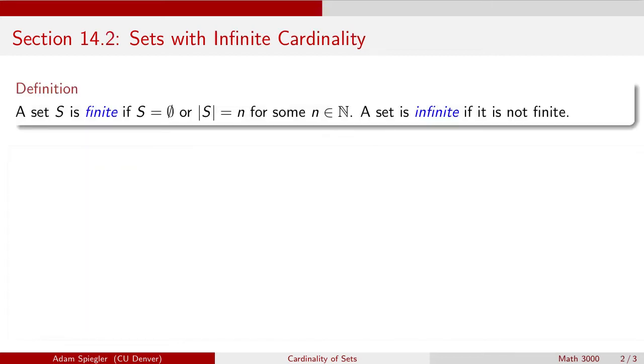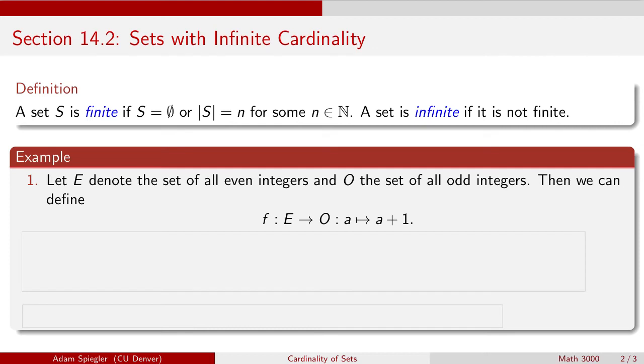Okay, so first of all, let's define what it means for a set to be infinite. We say a set is infinite when it is not finite. So it's much easier to define what it means to be finite. We can count the number of elements in S, and that adds up to something which is finite. And so we'll just say that if we can't do that, then the set is infinite. So let's see how we can compare cardinalities of infinite sets with a couple of examples. First, let E denote the set of all even integers and O the set of all odd integers.